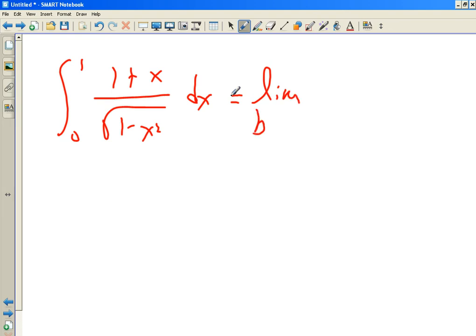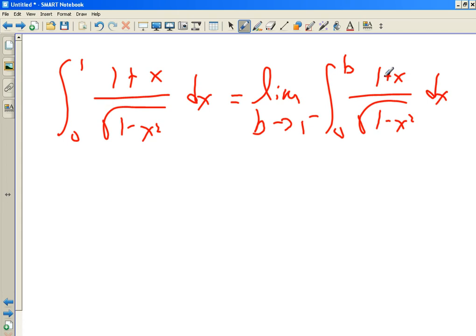How do you rewrite it? As the limit for b goes to 1, the integral from 0 to b, as we approach from the left. Okay, now the question is, can you anti-differentiate this thing? How do you anti-differentiate that thing? You could do partial fractions, but that's too complicated. You could do trig sub, but that's too complicated. They both work, but there's an easier way.